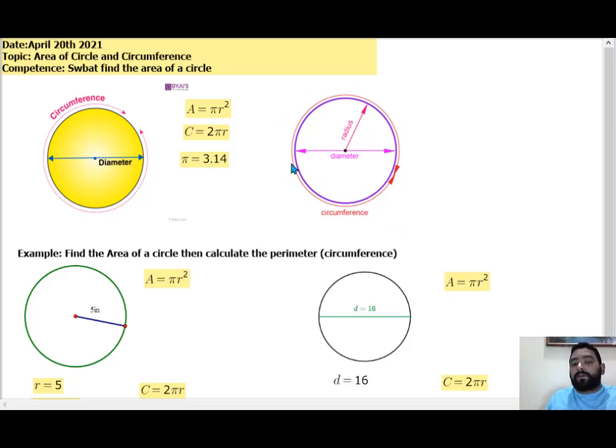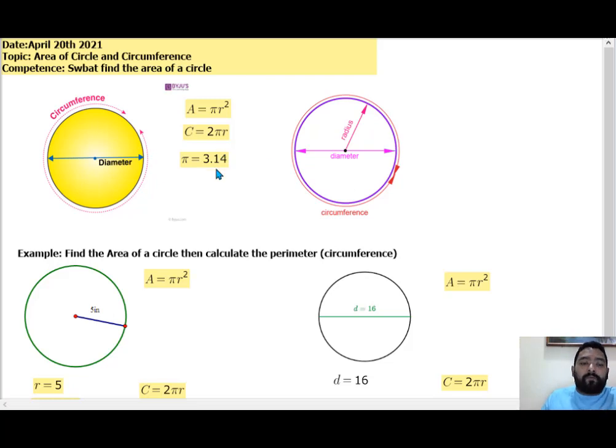The diameter is when you connect two points from one position in the circumference to another point in the circumference, or it's the completed line. And the radius goes from the center of the circle to one point in the circumference. The radius is half of the diameter.